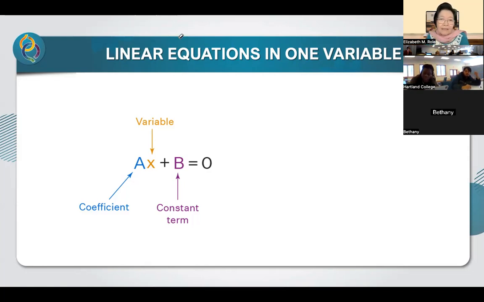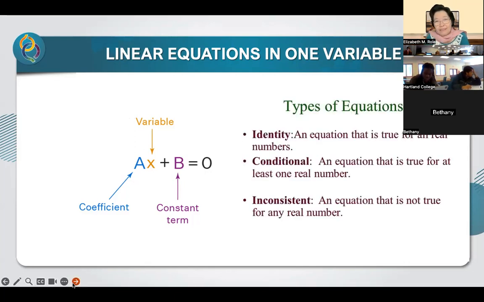Now, there are different types of equations. One is an identity, an equation that is true for all real numbers. Sometimes you have an equation where any value will make that equation correct. An example of that is 3x is equal to 2x plus x. Any x that you put would always be correct, because really 3x is equal to 3x.